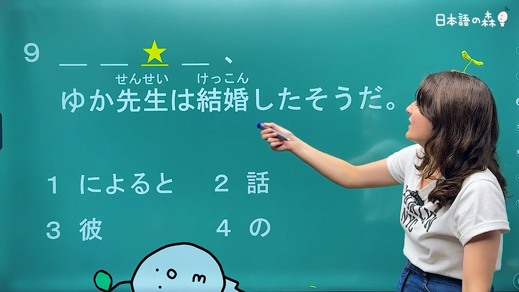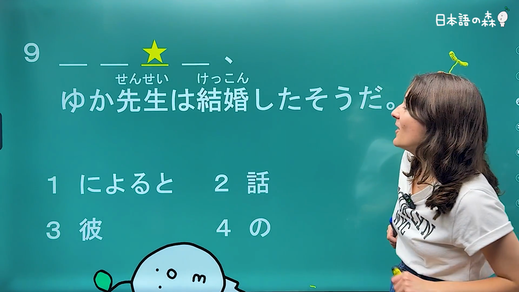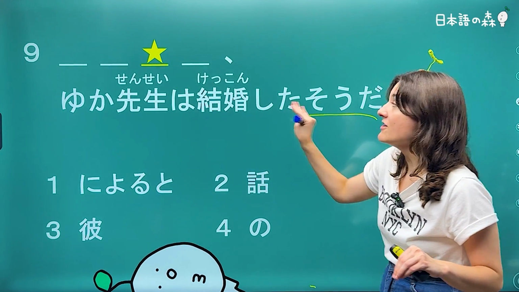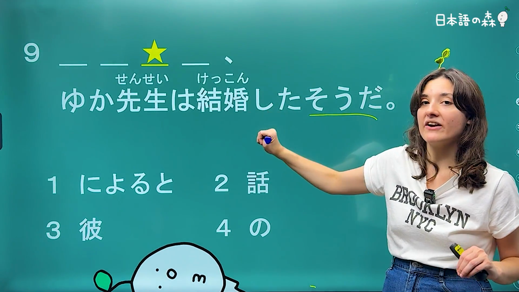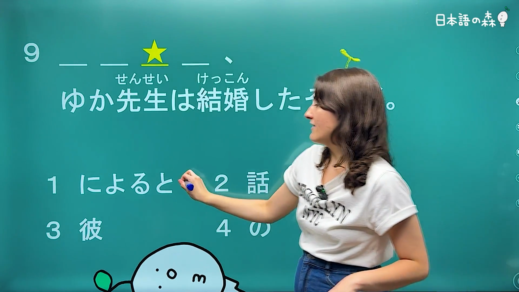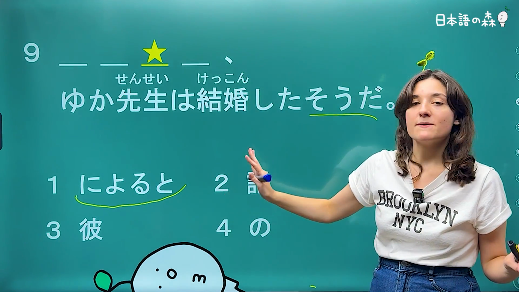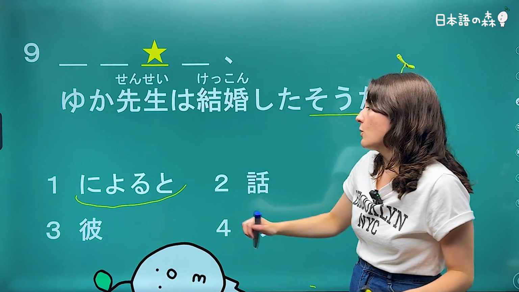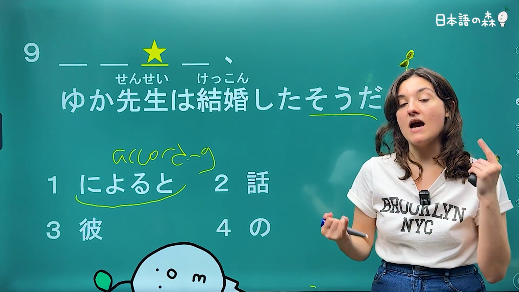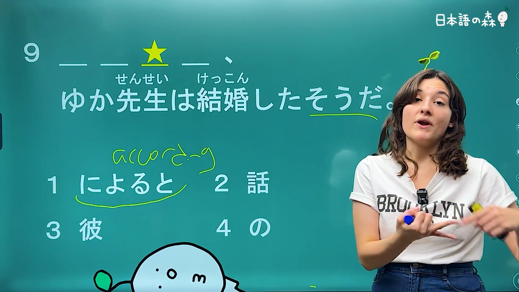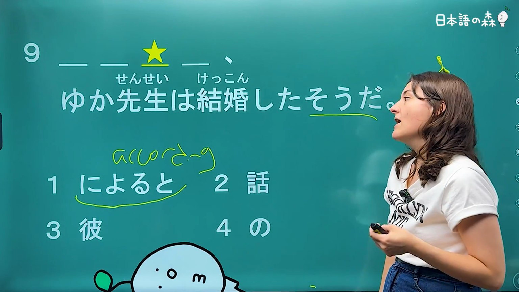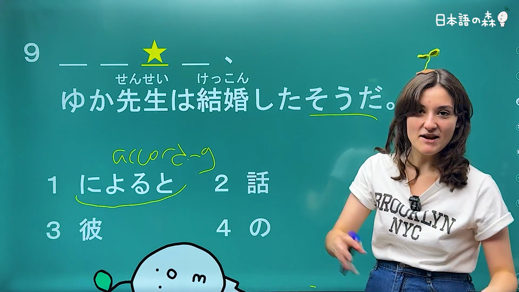Yuka sensei wa kekkon shita sou da. So, I hear, or apparently, Yuka sensei got married, right? Kekkon shita, got married. So here we have ni yoru to. This phrase or particle or whatever you want to call it, this means according to. So according to a source, right? And so a source can be a person, it could be something written, it could be something you heard, like it could be the news, the radio, a book, the internet, my mom, my dog, my cousin, anybody.